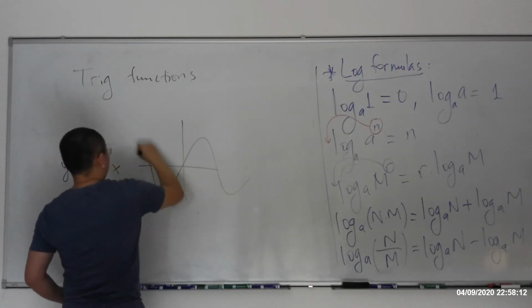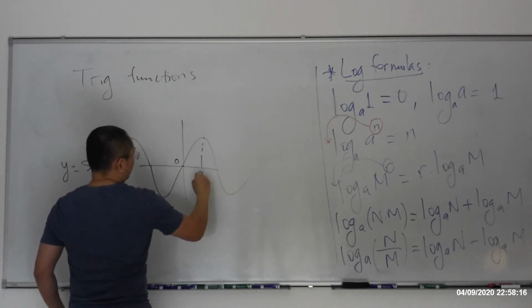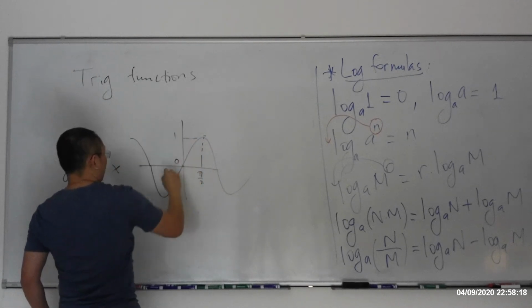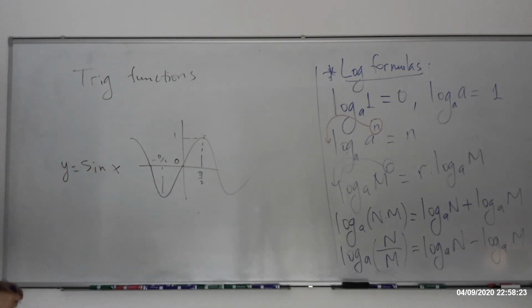Okay? It's not a one-to-one function. Zero right here. Sine of pi over 2 is equal to 1. And this is negative pi over 2. And keep going up and down. It's a wave function.